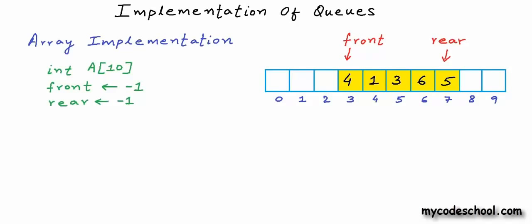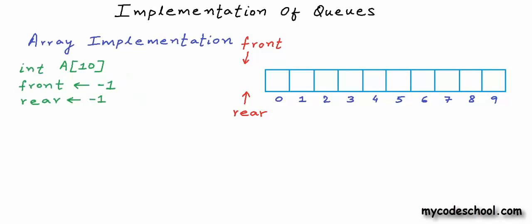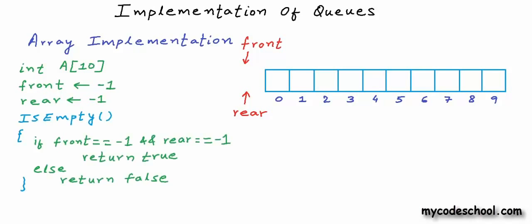In my code, I will have two variables named front and rear, and initially I'll set them both as -1. Let's say for an empty queue, both front and rear will be -1. To check whether the queue is empty or not, we can simply check the value of front and rear, and if they're both -1, we can say that the queue is empty.